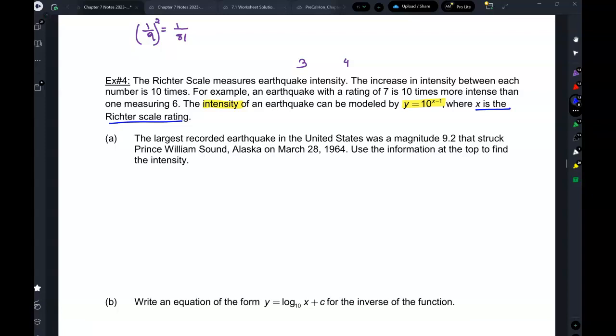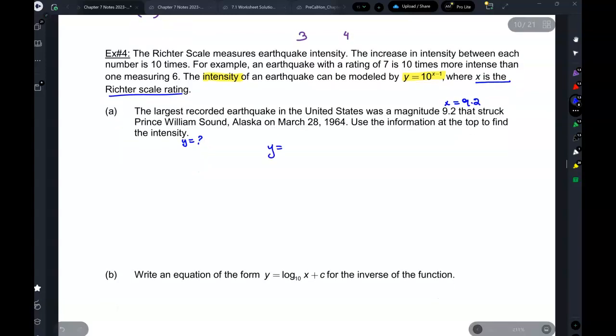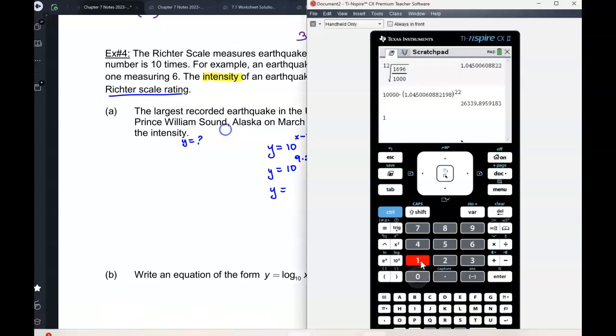So what is intensity, X or Y? Y, right? And then it says this had a magnitude of 9.2. Magnitude is the Richter scale rating, so that's X equals 9.2. Okay? So the equation we're given is Y equals 10 to the power of X minus 1. Y equals 10 to the power of 9.2 minus 1. So Y equals, go ahead and plug that in. What do you get? 10 to the power of 8.2.